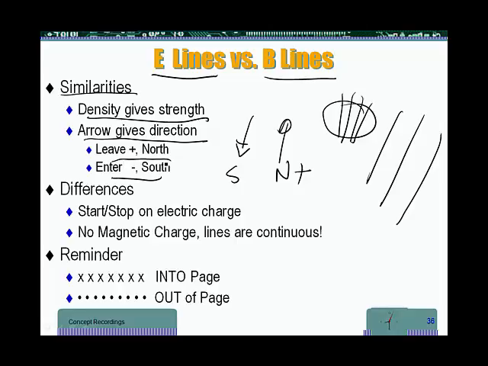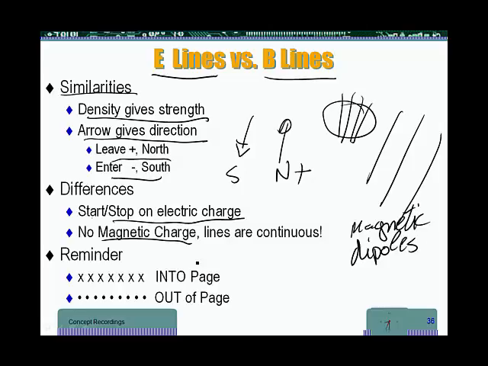The main difference is the electrical field lines stop on electrical charges. Magnetic field lines do not stop. They loop around, they continue. They go within the magnet. There is no magnetic charge, remember? We can have only magnetic dipoles.